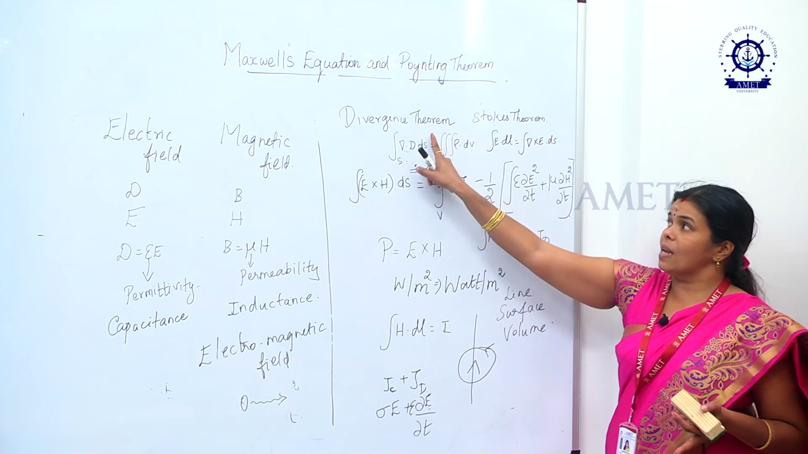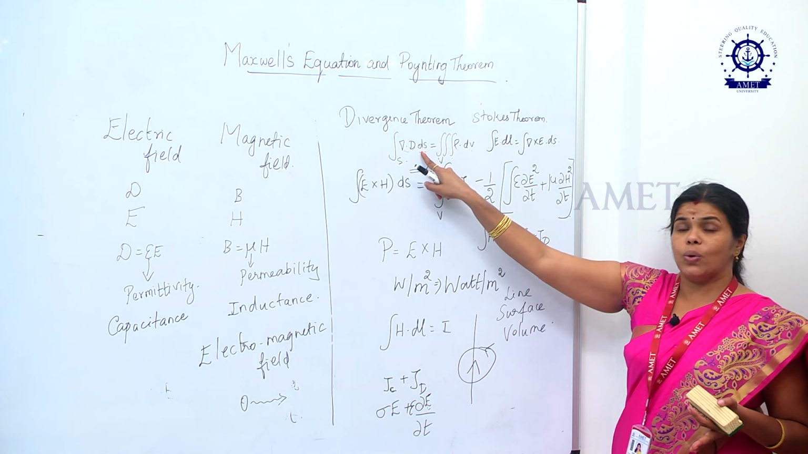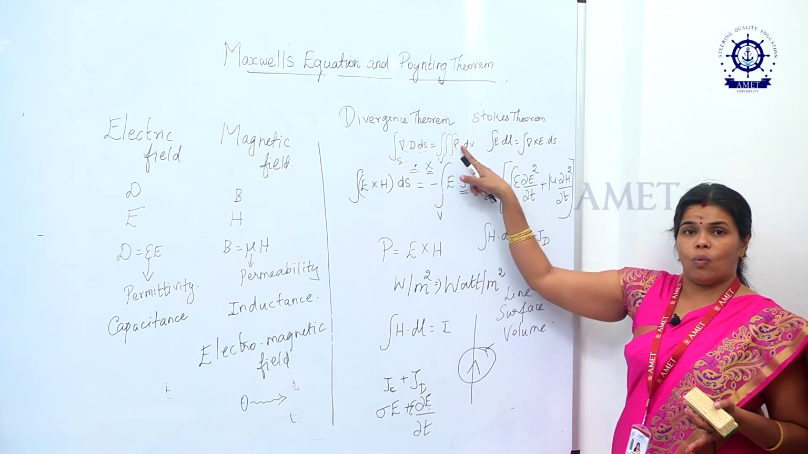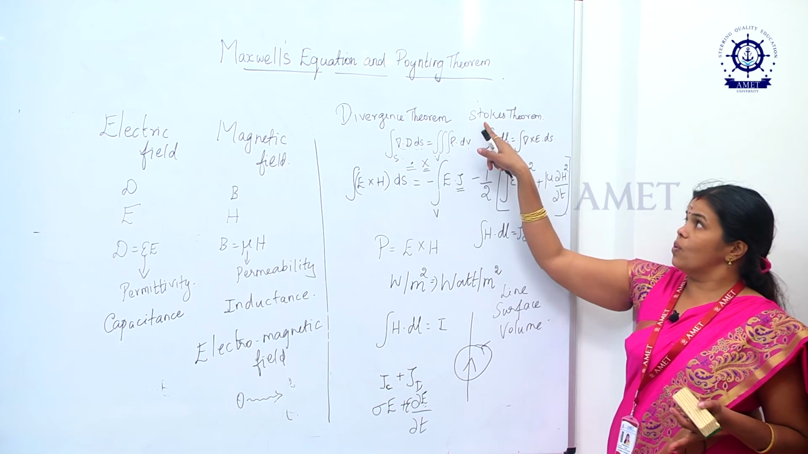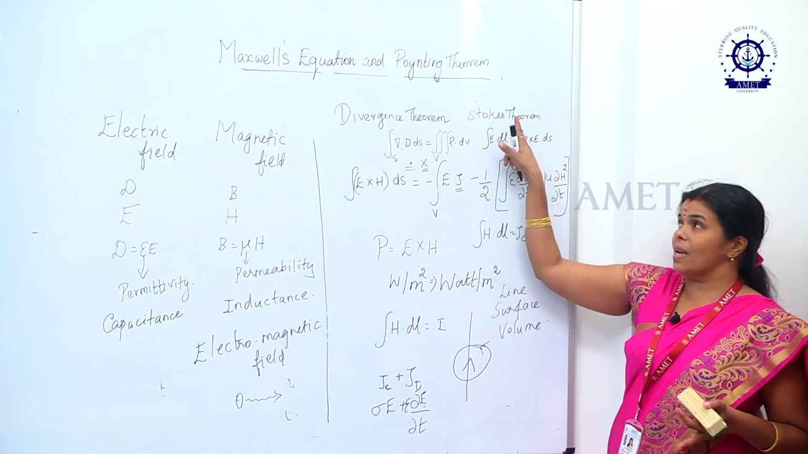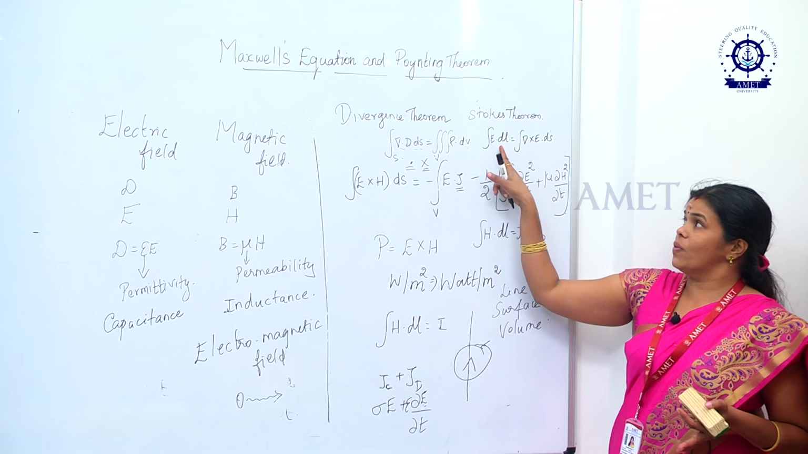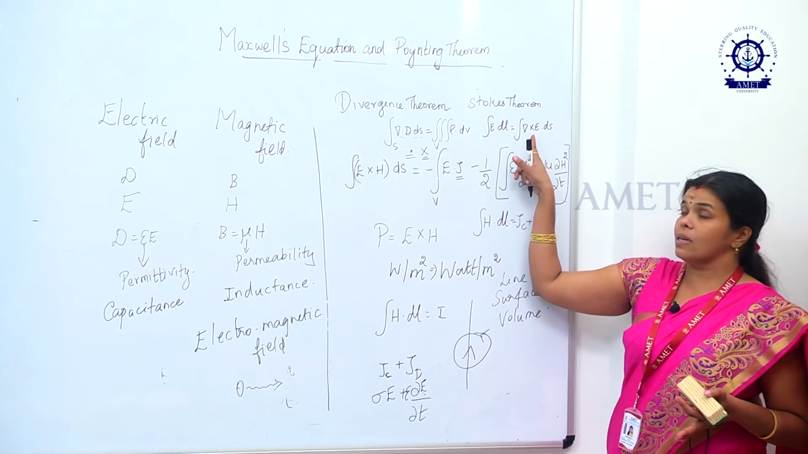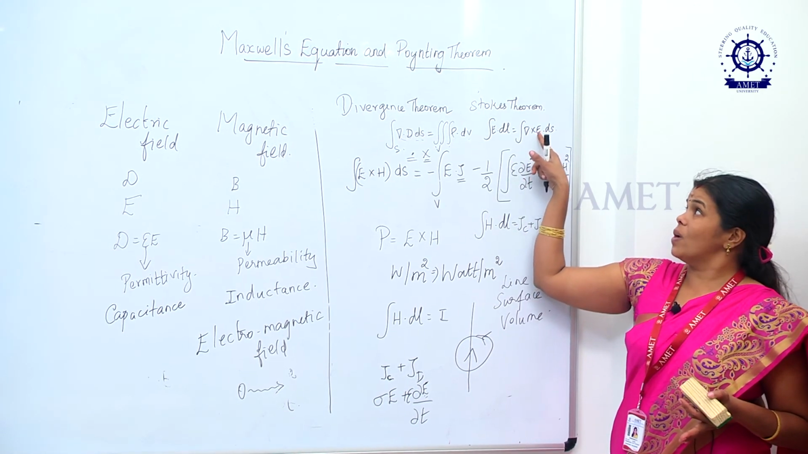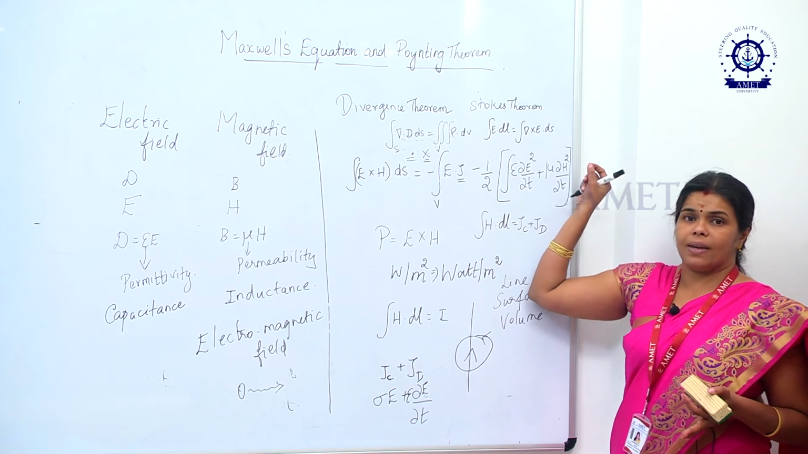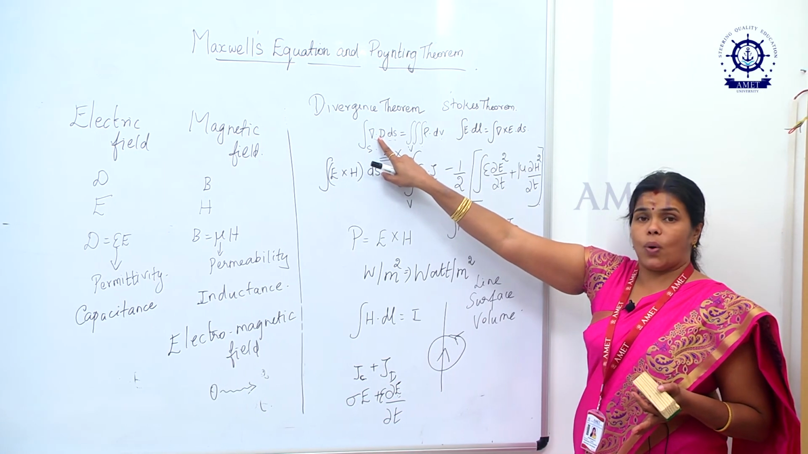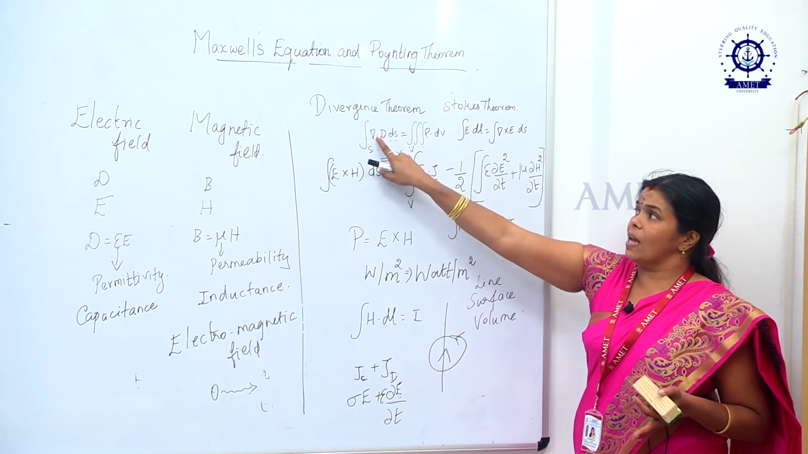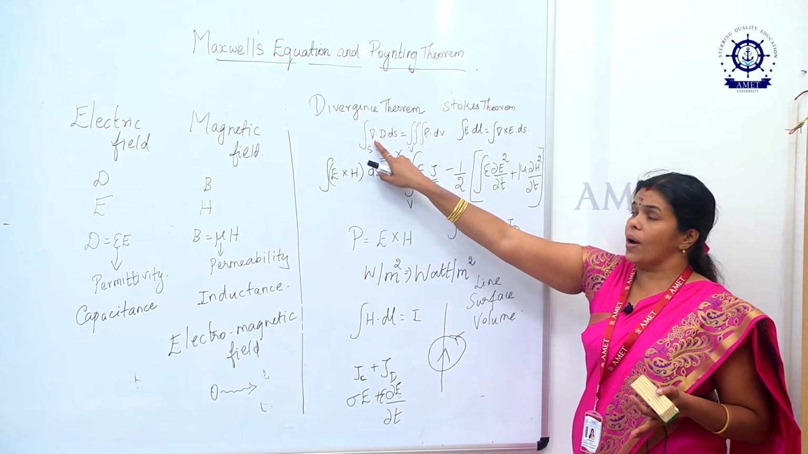So the divergence theorem tells the relation between the surface integral and the volume integral with the help of the del operator. Similarly, the Stokes theorem tells the relation between the line integral as well as the surface integral with the help of the curl operator. Here we are using the del operator and the dot product. So here we have del dot D. So the dot product is there.